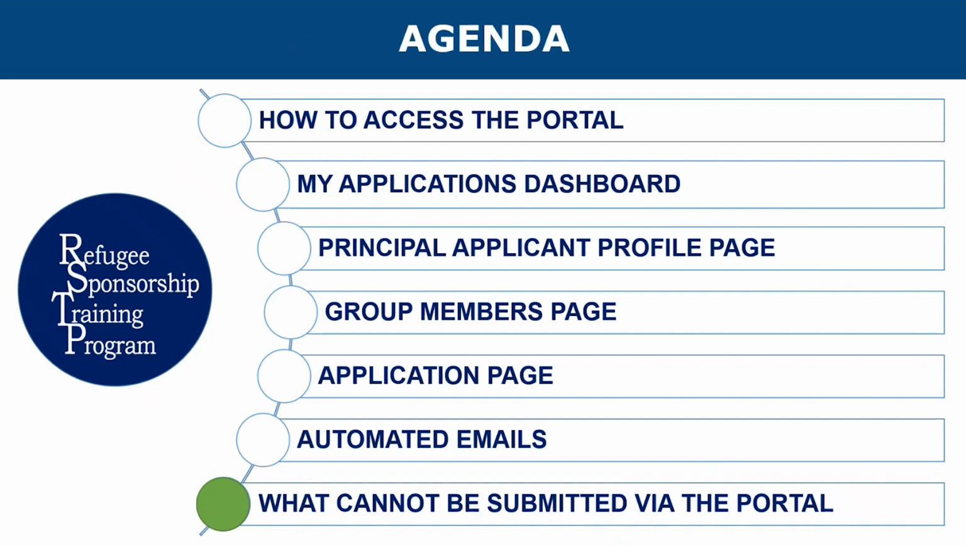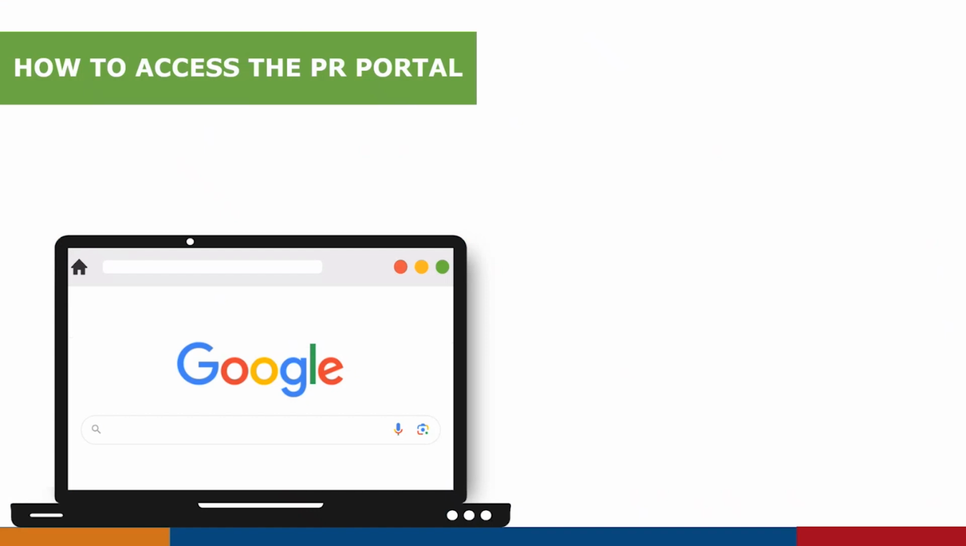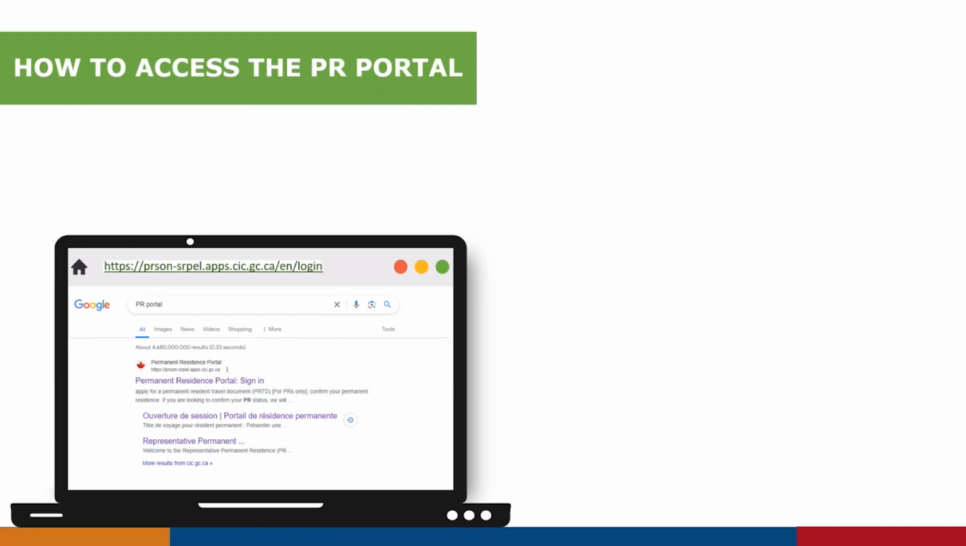So with that understanding, let's focus our attention now on how to navigate and use the Permanent Residence Portal for submitting applications for the private sponsorship of refugees program. To access the Permanent Residence Portal, you can type in the web address in the browser URL field, or simply type PR Portal into Google to search for the PR Portal webpage. When the Google search listing appears, be sure to select the correct link. Do not make the mistake of selecting the link that is for immigration representatives.